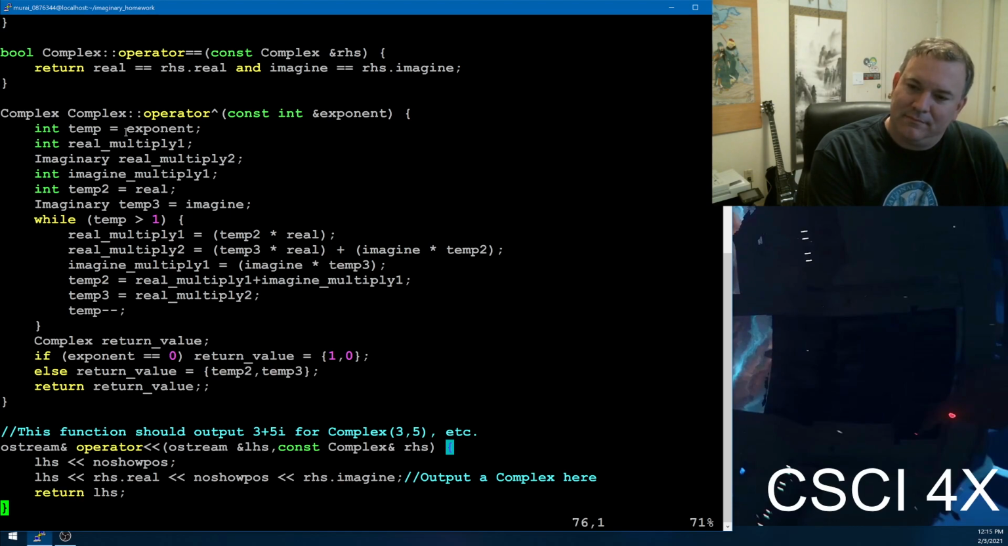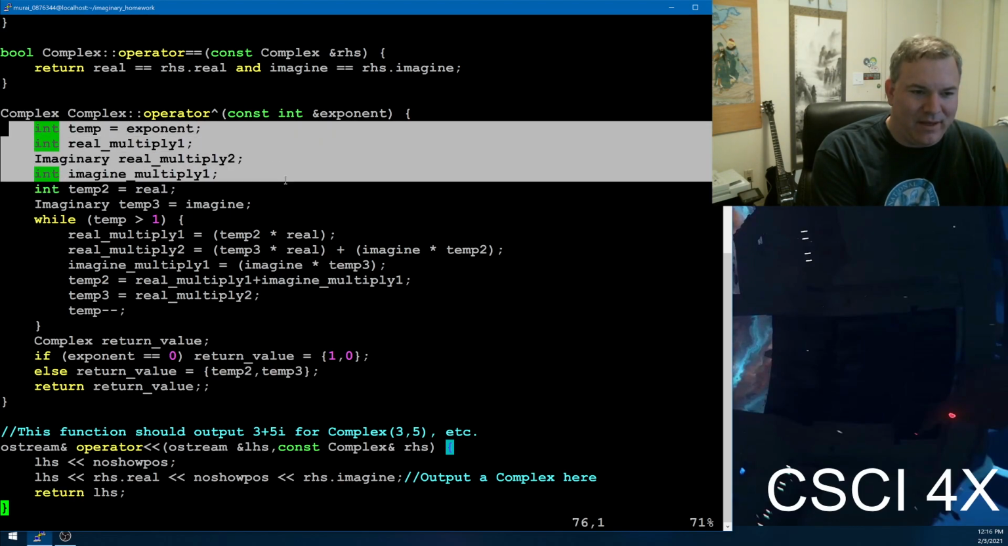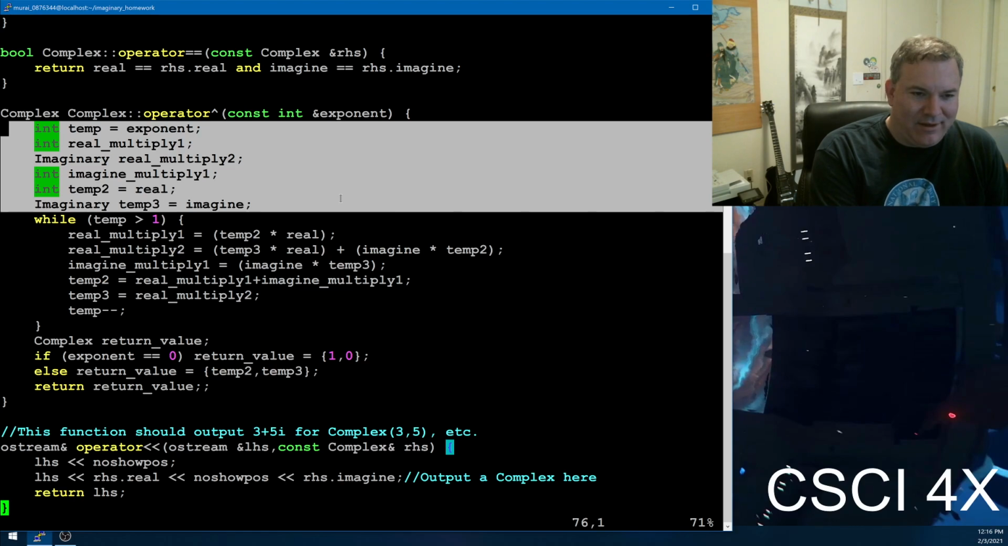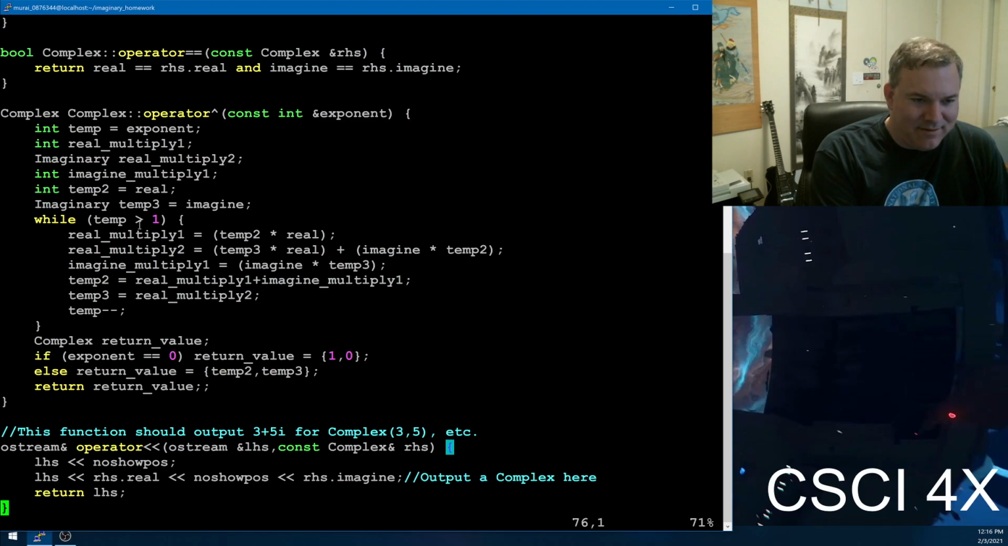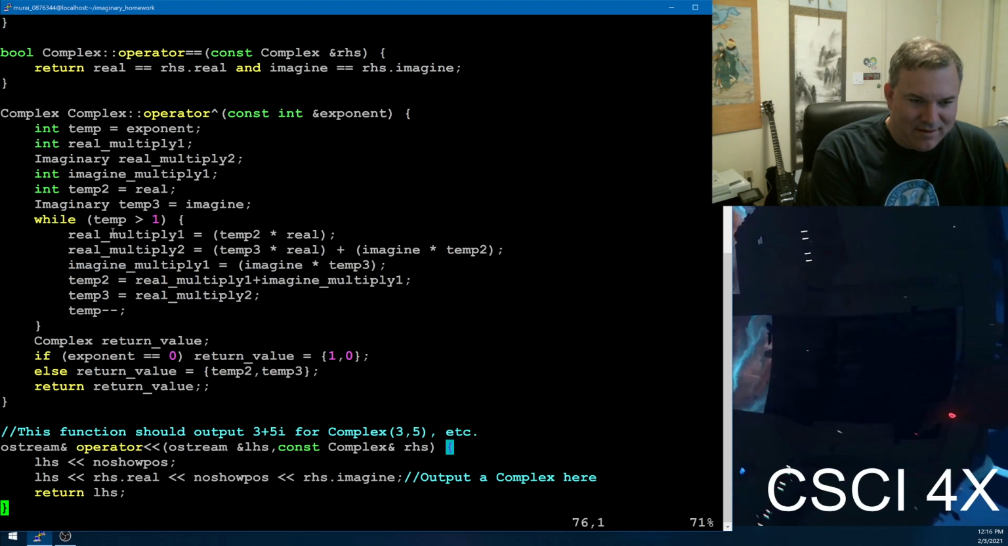A little bit of a mess. Temp real, imaginary real, imagine multiply, temp equals real, imaginary temp 3 equals imagine. Okay, all right. So you're actually doing the foiling again here, huh?